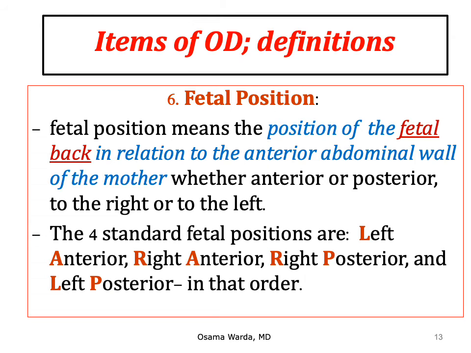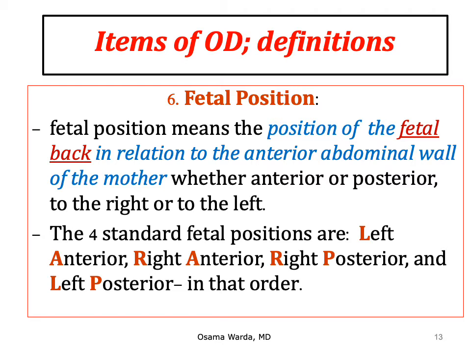We come to the fetal position. What is meant by fetal position? The long spine of the fetus is its back, and so we try to identify the position of the fetal back in relation to the anterior abdominal wall of the mother. For this purpose, the fetal back may be toward the anterior aspect of the abdominal wall, may be right, may be left, or may be posterior.